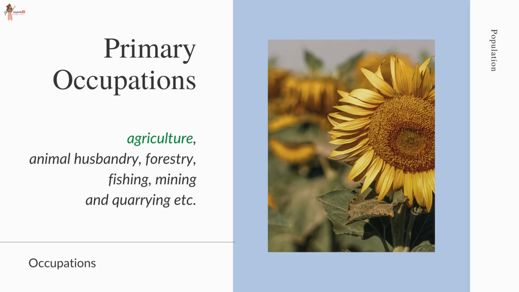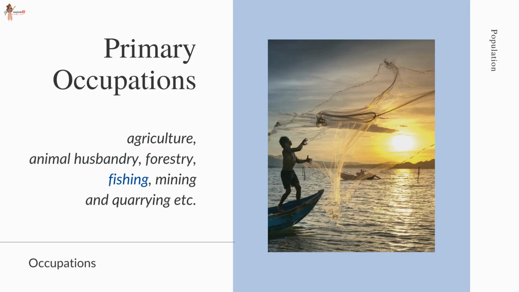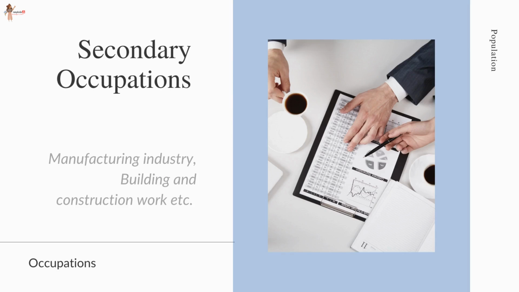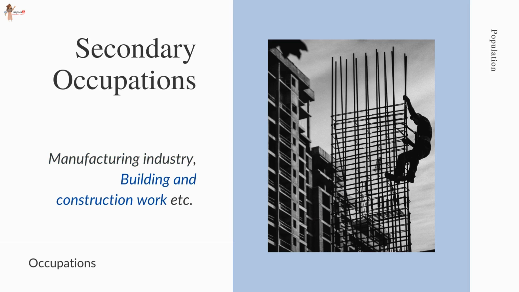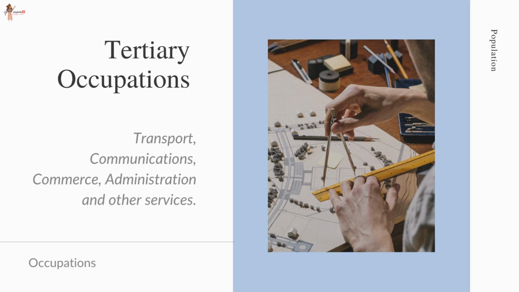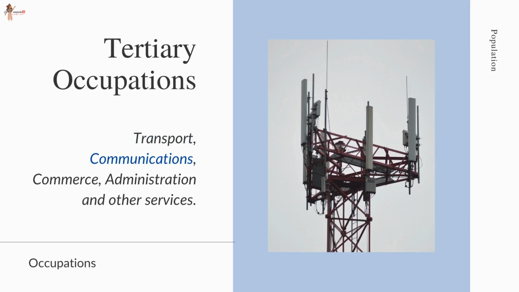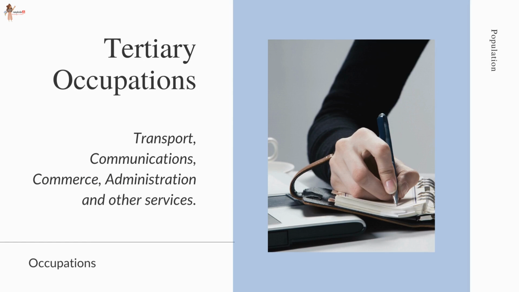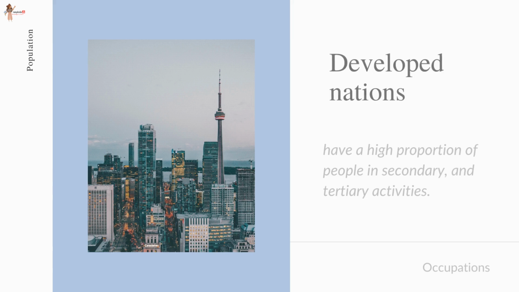Primary activities include agriculture, animal husbandry, forestry, fishing, mining, and quarrying, etc. Secondary activities include manufacturing industry, building and construction work, etc. Tertiary activities include transport, communications, commerce, administration, and other services. The proportion of people working in different activities varies in developed and developing countries.